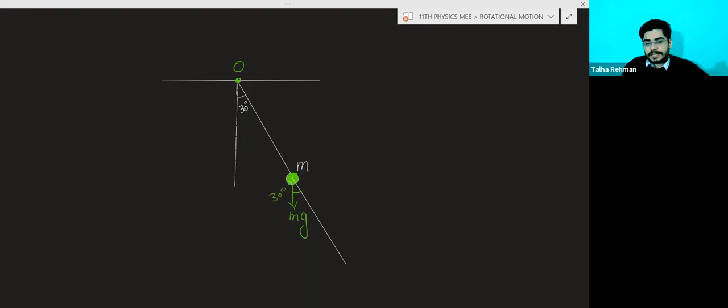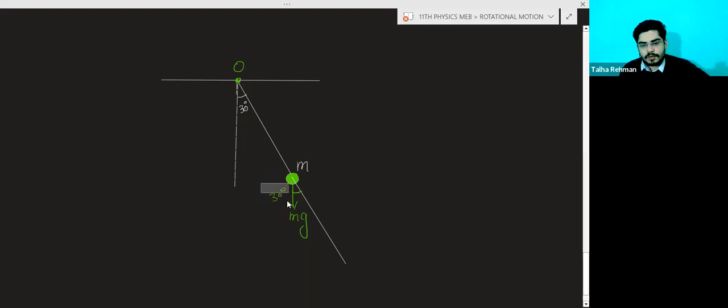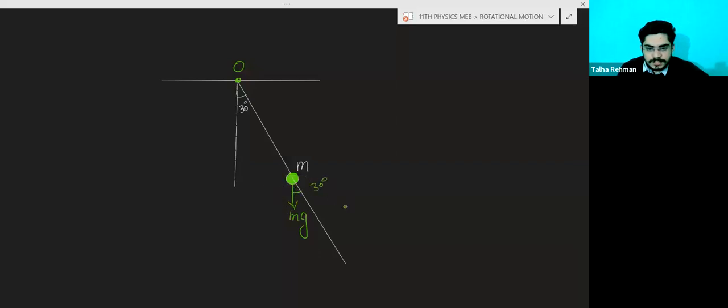So if this is 30°, now we can take the components. Now we can take the component of this mg in this direction. So it will be mg cos 30°. And there is one perpendicular component like this.